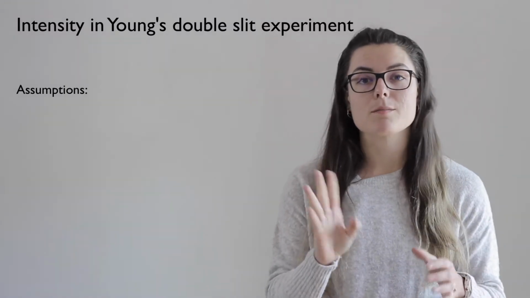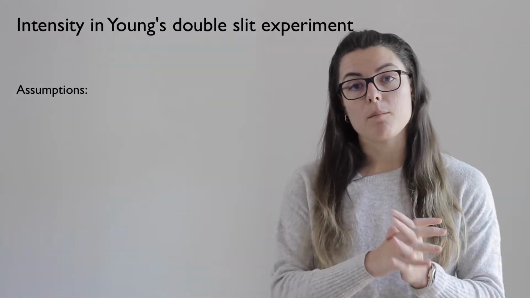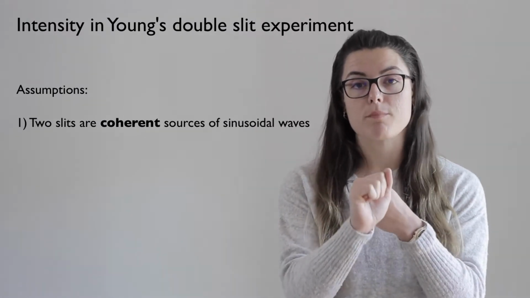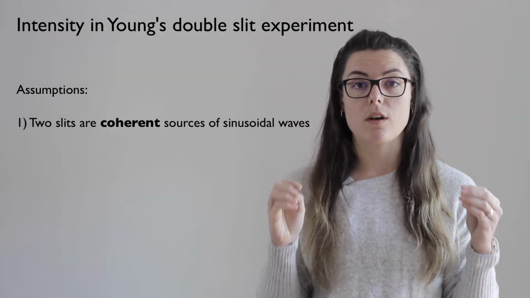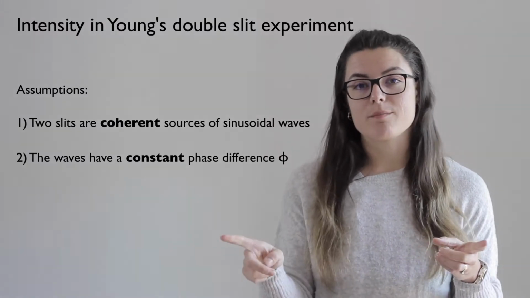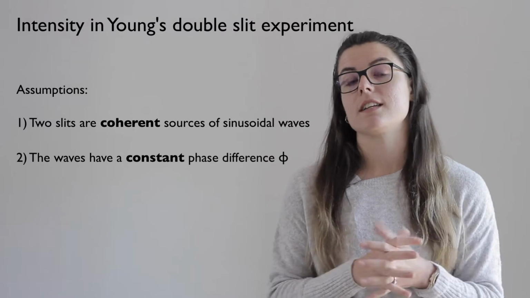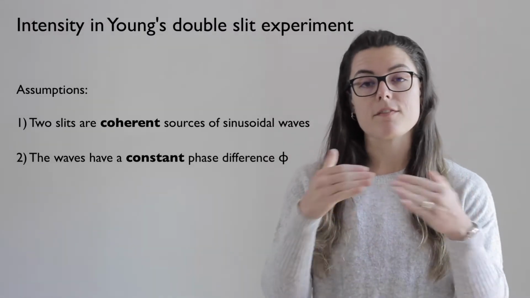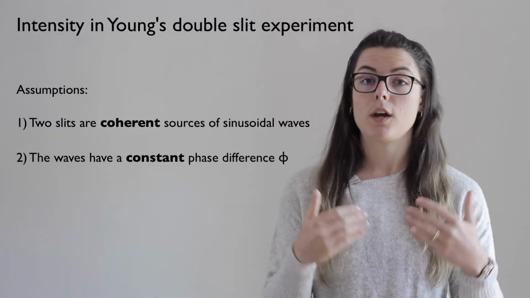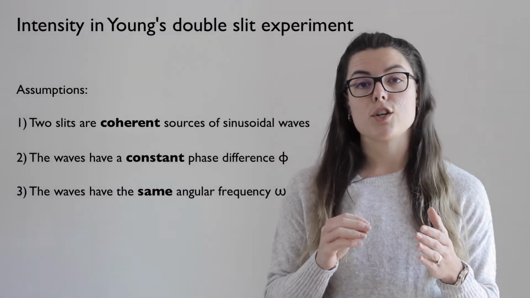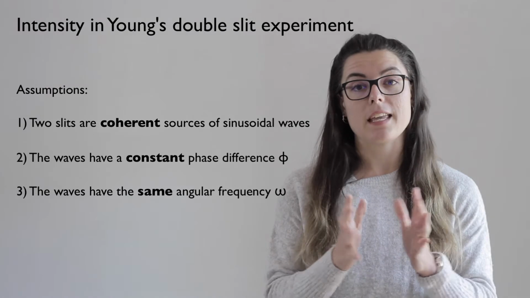So there's three main assumptions that we're going to make when we do these calculations. Firstly, that the two slits represent two coherent sources of light. And that brings us to our next assumption, which is that the waves have a constant phase difference. So remember, the phase difference isn't changing. For it to be coherent, they have to have the same phase difference. Also, we are assuming that the waves have the same angular frequency.